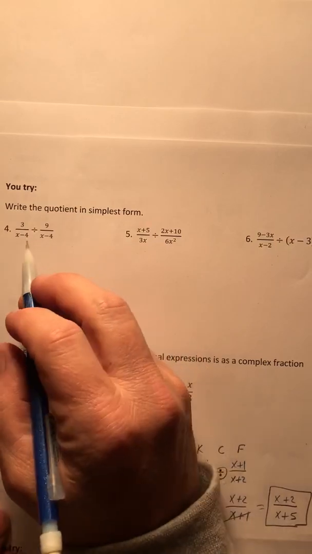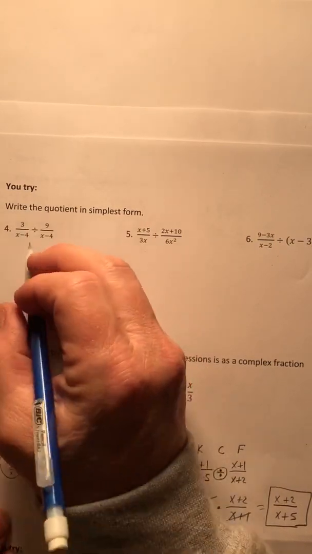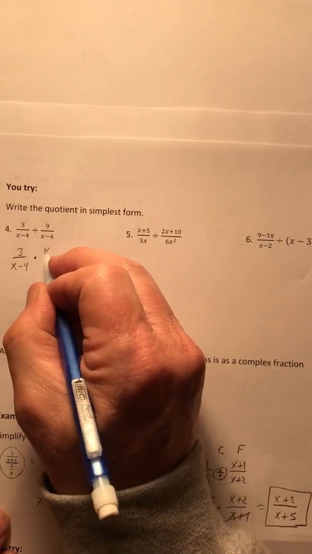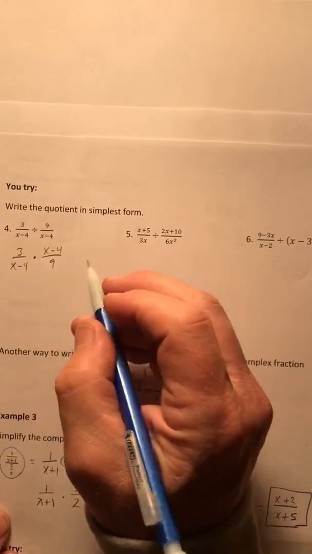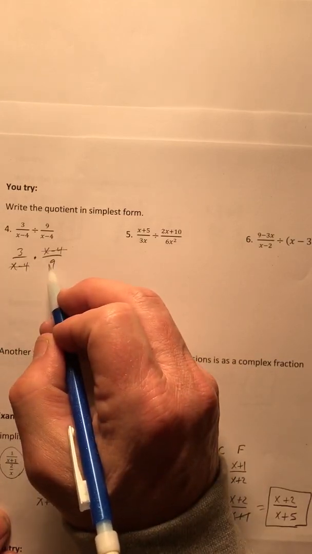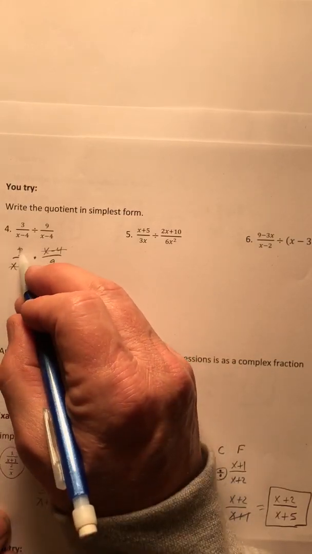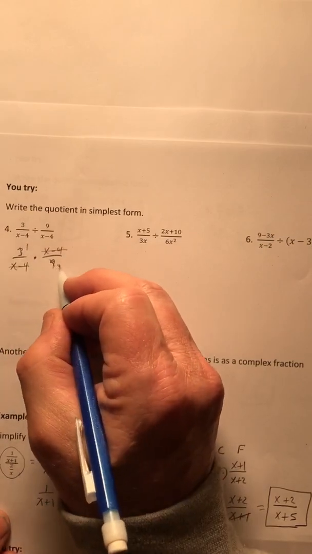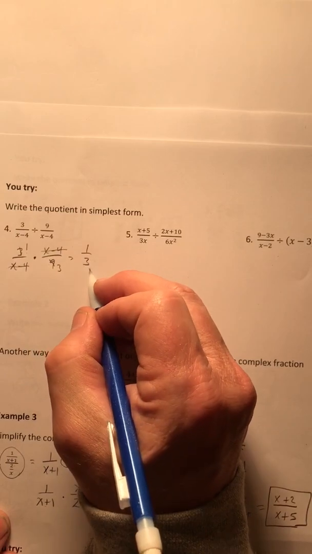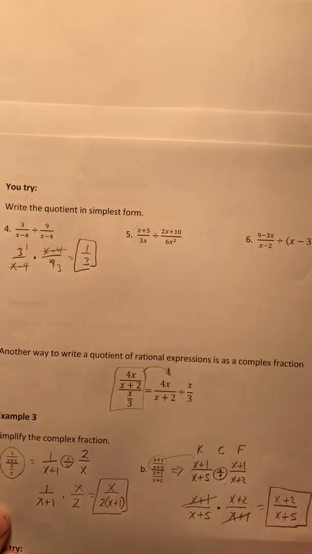All right. So again, keep, change, flip. So 3 over x minus 4 times x minus 4 over 9. Well, the x minus 4's cancel out. 3 and 9, both divisible by 3. So this becomes a 1, and this becomes a 3. So let's see, we got a 1 in the top, and we got a 3 in the bottom. So we get an answer of 1/3.